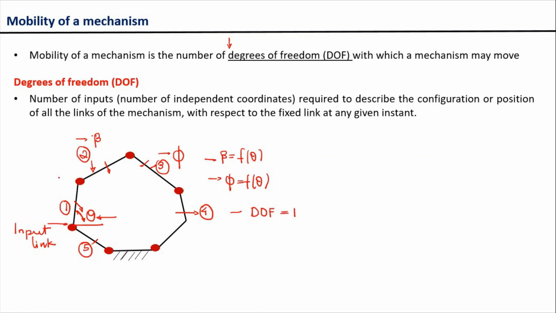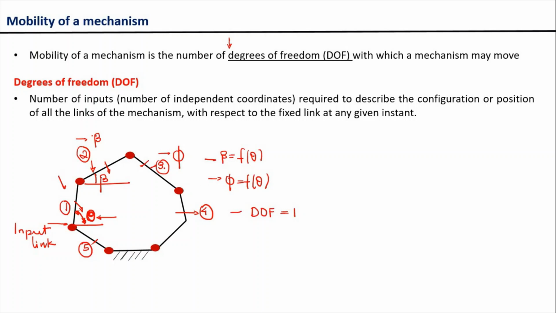Now let us consider the same mechanism again. Let us say this is my input link, link 1. Let us assume that this is again the input link, and again we are giving a motion of theta to this input link. Now let us consider link 2 as another input link, and now we are giving a motion of, let's say, beta to this link.